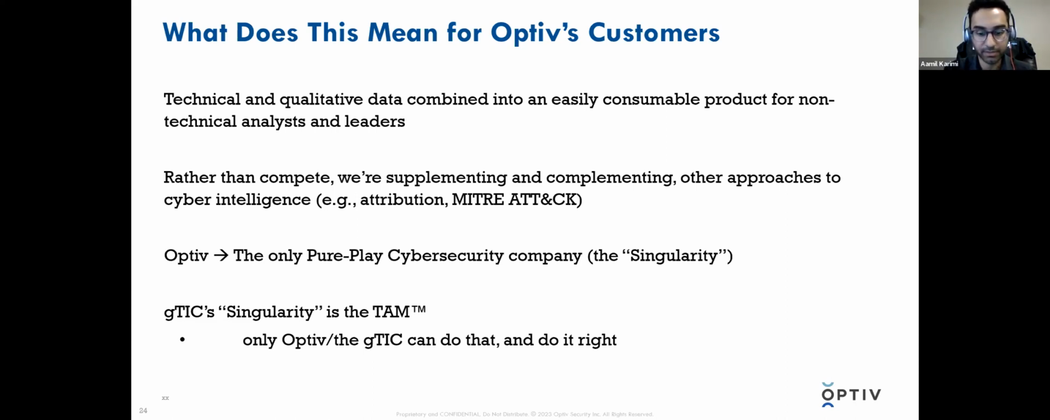They have their one thing that they have perfected, if you will, or at least continue to innovate on or focus on, and that keeps them relevant in economic downturns, in geopolitical shifts and things like that. And the reason that resonated with me is because Optiv has been known as the only pure play cybersecurity company that Optiv can only do that. And in that sense, I feel that the threat actor metric that we've put together for our customers is sort of a singularity of the gTIC, where when our customers and our peers look at that, they're able to say that only Optiv or only the gTIC can do that and do it right. And that's our singularity.